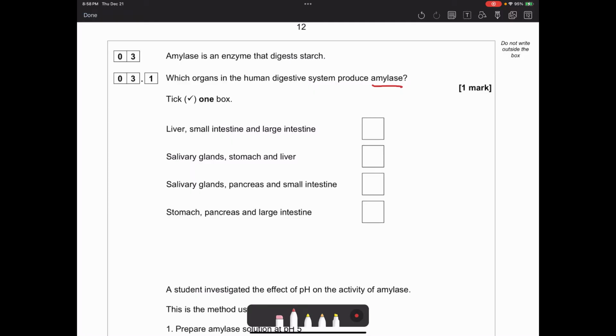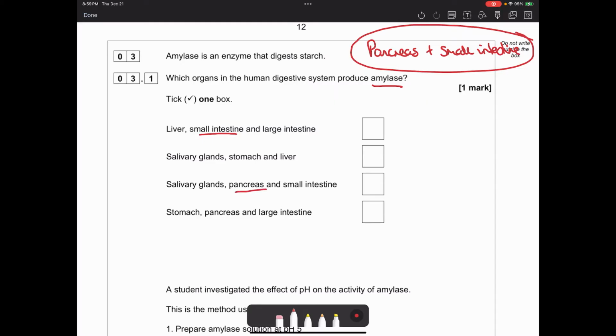So hopefully we remember the 2 places that all enzymes are made, which is the pancreas and small intestine. These 2 areas make all of the types of enzyme all of the time. Okay, so I would immediately be looking for these ones. So small intestine, okay, so it has to have these 2. So pancreas, small intestine, pancreas.